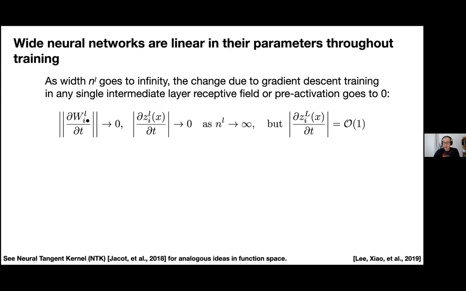I'm only going to give a little bit of intuition for what's happening in this result. I have a toddler here too.